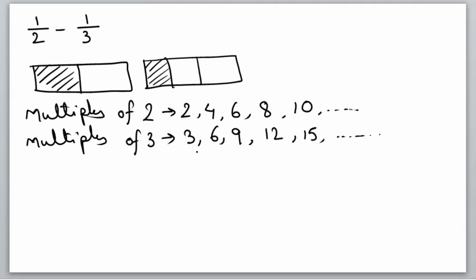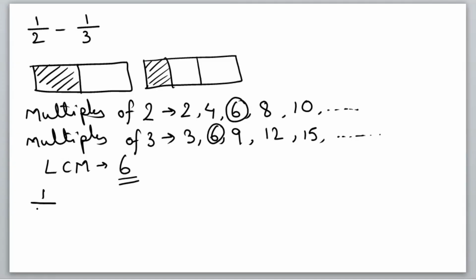Now we have to find the least common multiple. Here it is 6 and here it is 6. 6 is common in both the multiples. It means our least common multiple will be 6 and this is also the common denominator. Now after getting the common denominator, what do we have to do? We have to make the fractions equivalent.